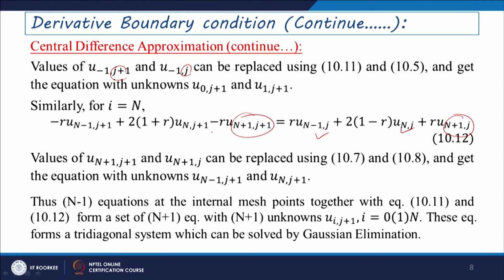So hence we will have n minus 1 equations with the internal mesh points, and we can form a set of n plus 1 equations with n plus 1 unknowns, in the form of u i, j plus 1. These equations form a tridiagonal system which can be solved by the Gaussian elimination method.